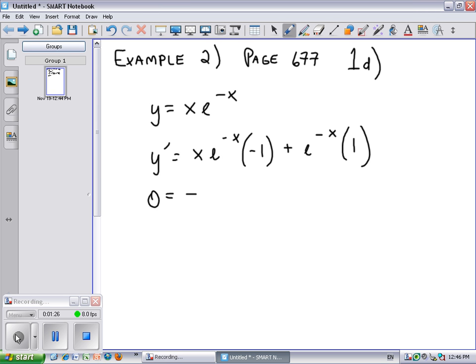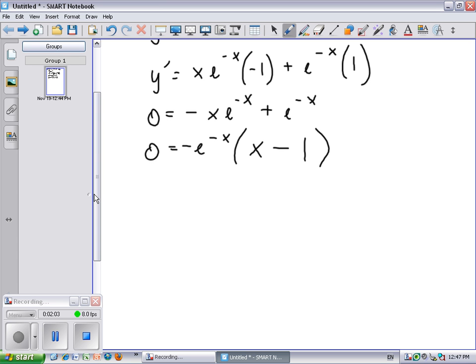We should simplify this a little bit. That's negative x e to the negative x plus e to the negative x. Algebraically, we can now factor out an e to the negative x. And I'm actually going to factor out a negative 1 e to the negative x because you'll see it'll help in our signs. Which gives us x minus 1.